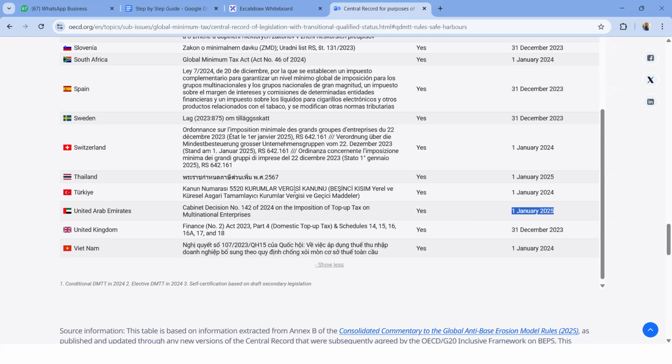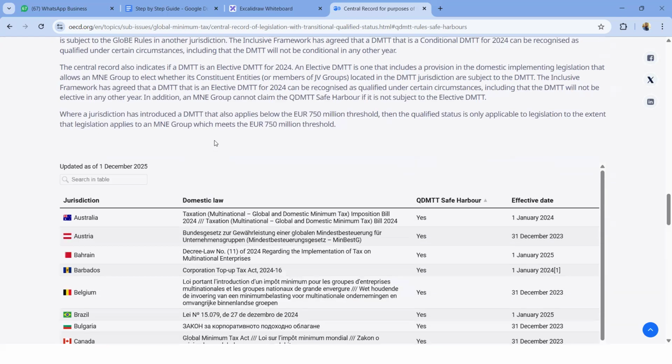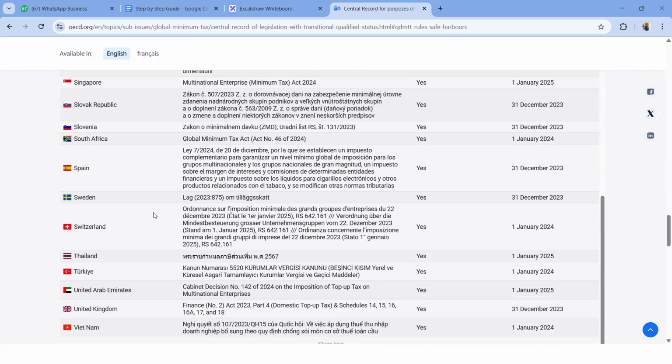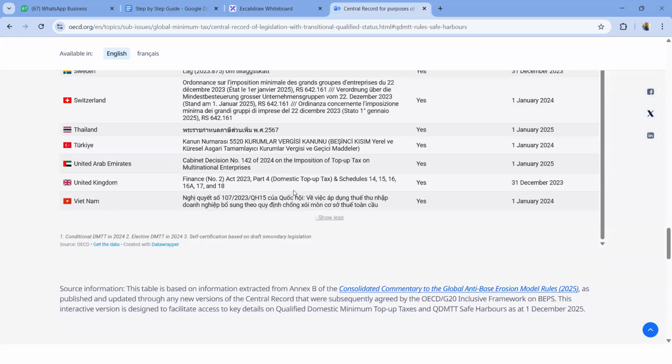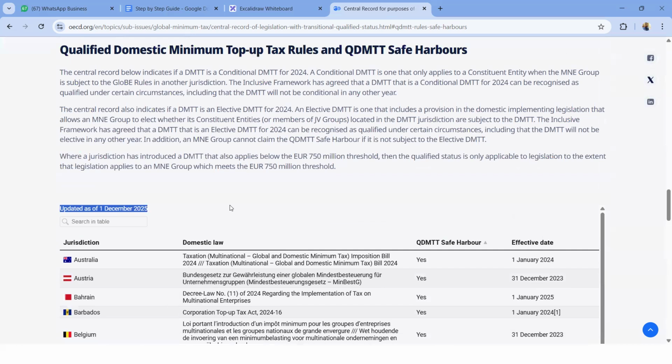So you can see these countries, and let's say we don't have an IIR, so it's only going to be this QDMTT which is going to come, and we have a QDMTT safe harbor. Is this clear? This is a central record, and you have to see when it is updated. It's updated only up to 1st December 25. So if there are countries which became QDMTT later, that won't be there. So you have to look at the updated list.